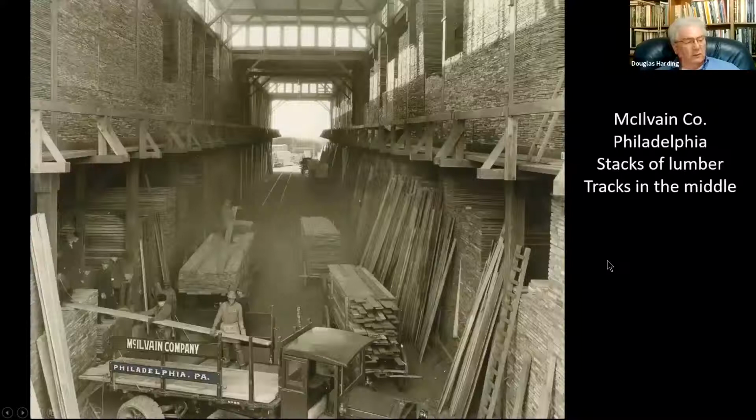This is one McIlvaine Company in Philadelphia. This is inside their building. Here's the center aisle. Notice the tracks that they can bring rail cars in, the trucks and wagons. And look how high these boards are stacked. How'd you like to be the guy climbing up there to pull off the 2x6 for Mrs. Smith when she comes in, because her husband sent her to get a board? I'm amazed at how high they stacked it.